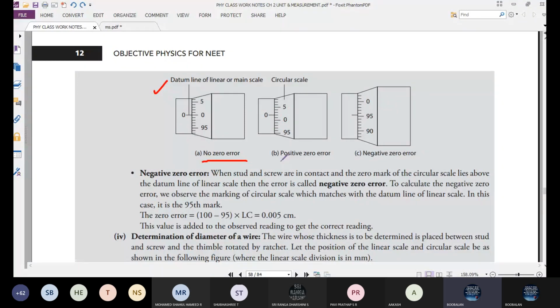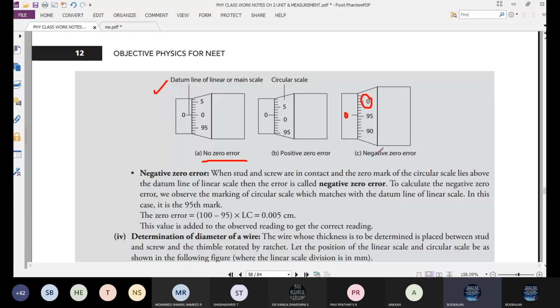So negative error means, on the main scale, this is the 0, and the circular scale reading is above. See there, the 0 is above. Okay, so it is negative zero error, or negative error.